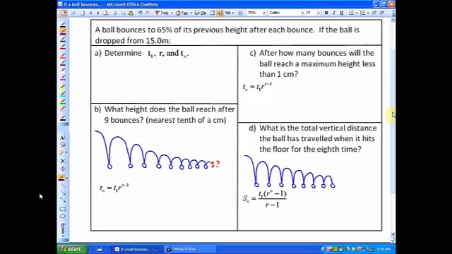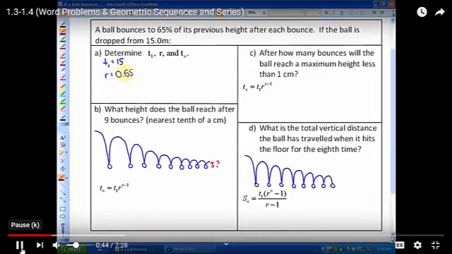This problem says a ball bounces to 65% of its previous height after each bounce. If the ball is dropped from 15 meters, determine the first term, the common ratio, and Tn, so the general formula. The first term here is the height that it's dropped from, so T1 is equivalent to 15. The common ratio here is 0.65 because every bounce it's reached.